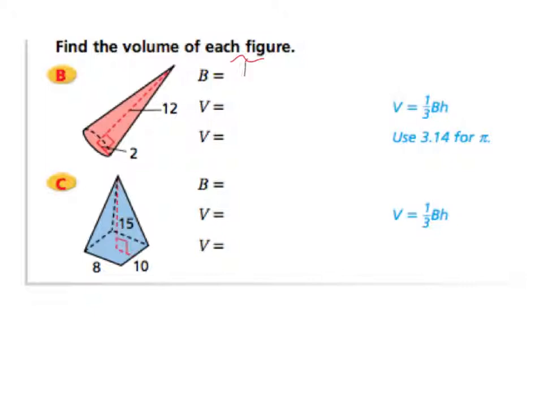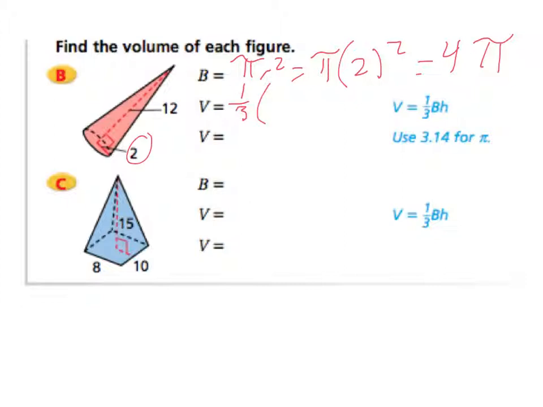So we're going to do pi r squared is equal to pi times the radius, which is 2, squared. So this is 4 pi, because 2 times 2, or 2 squared, is 4. Now the volume is 1/3 times the base, which is 4 pi, times the height, which is 12. Okay. Now we're able to multiply everything beside the pi. We can leave the pi for later.